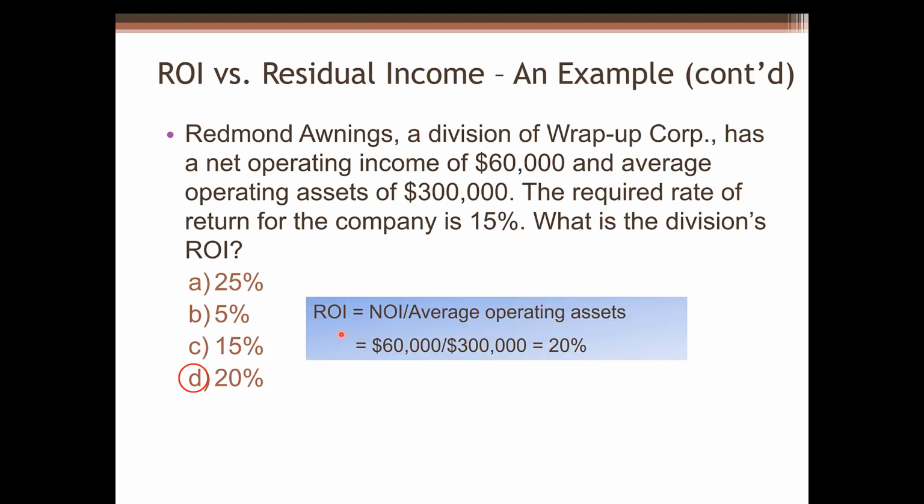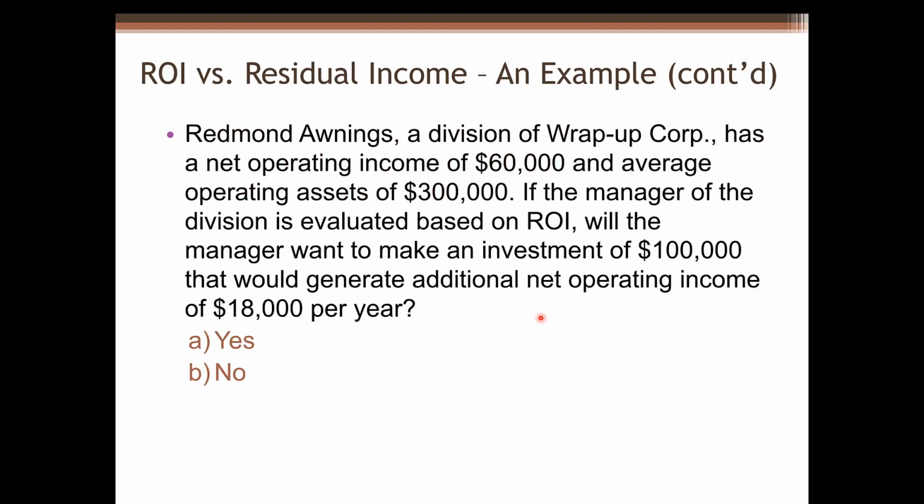To calculate the ROI, we follow the formula: net operating income divided by average operating assets. $60,000 divided by $300,000, and then we get 20%. Based on the same information, now the manager of the division is evaluated based on ROI. Will the manager want to make an investment of $100,000 that would generate additional net operating income of $18,000 per year?